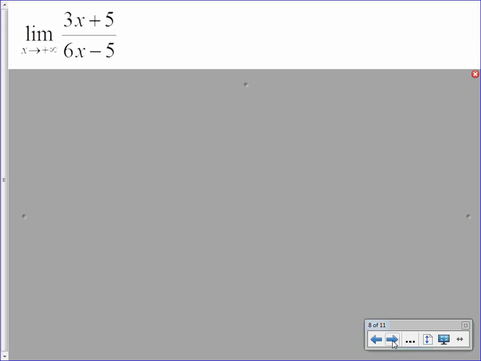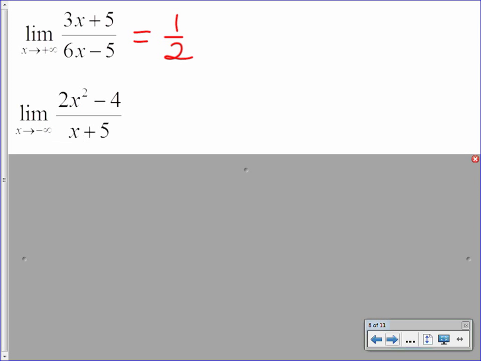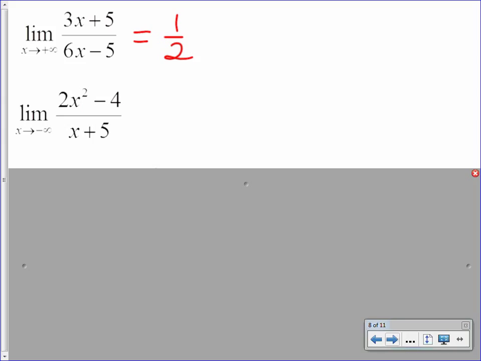Okay. Where is our horizontal asymptote? y equals 1/2. So our limit is 1/2. That's all you do.